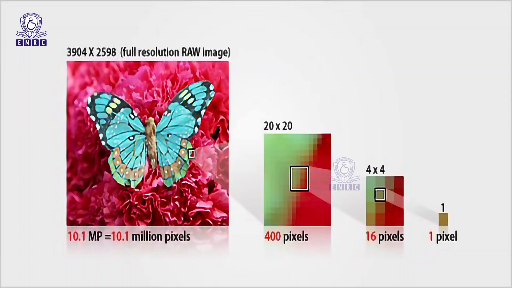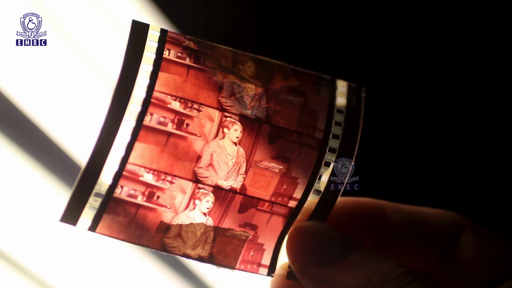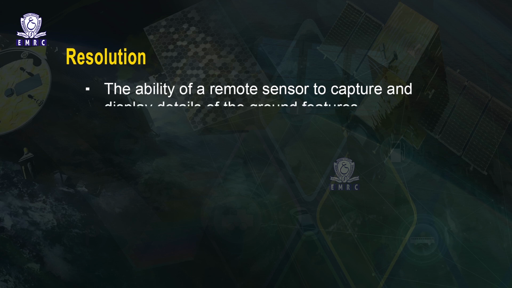Resolution. The term image resolution is applied to digital images, film images and other types of images, and it describes the details that an image holds. Resolution can be broadly defined as the ability of a remote sensor to capture and display details of the ground features. In other words, resolution refers to the level of detail to which ground features can be described and mapped. Resolution varies from sensor to sensor.